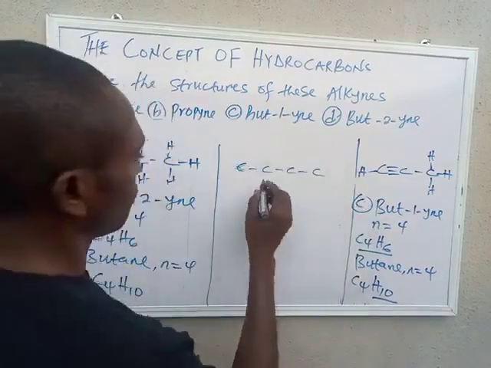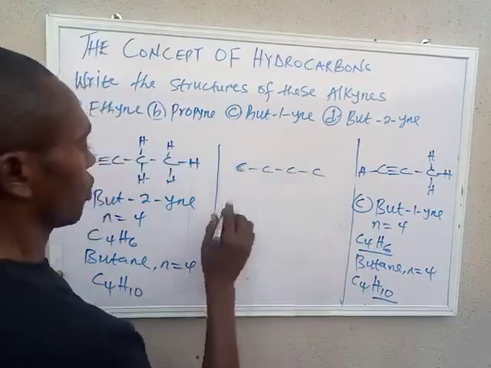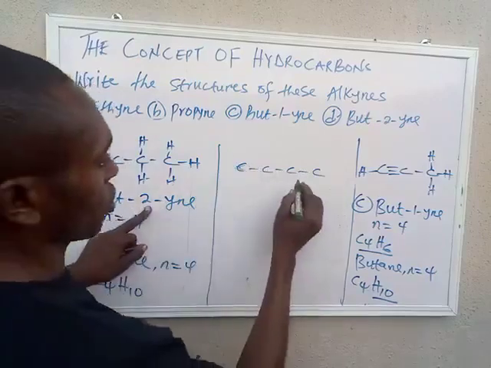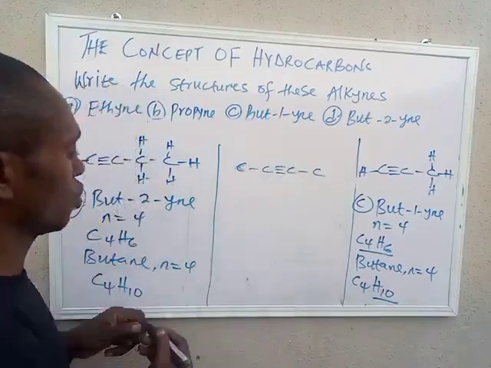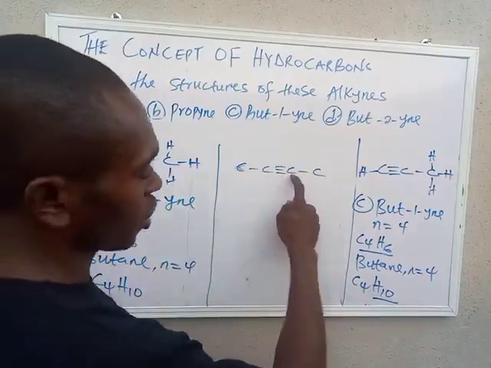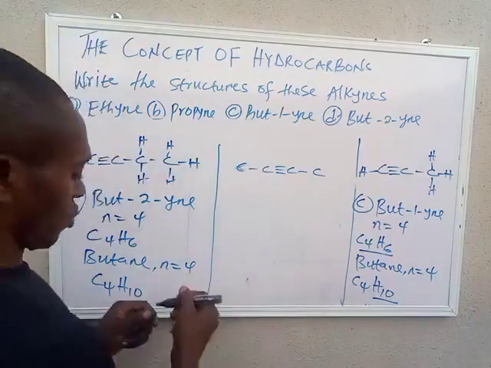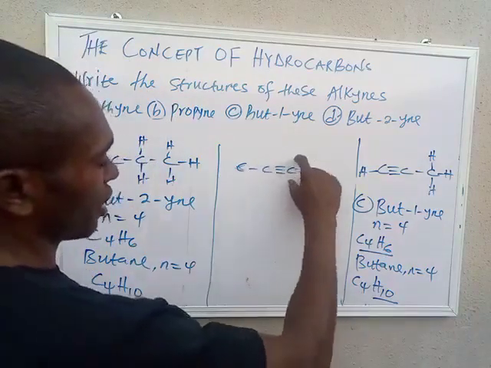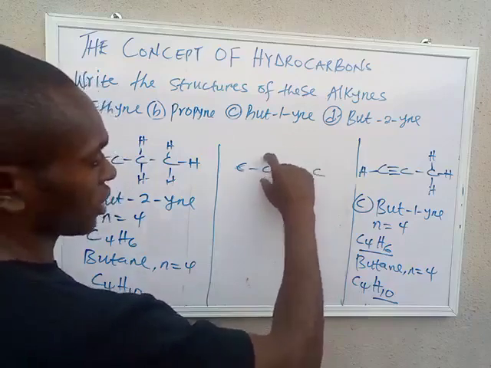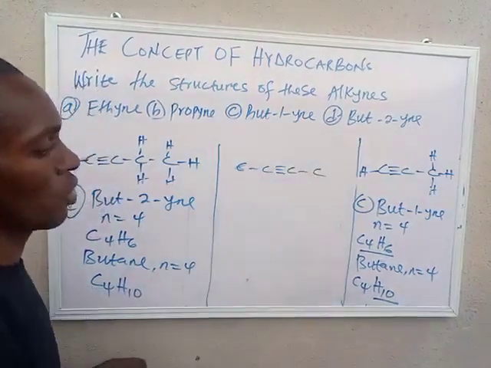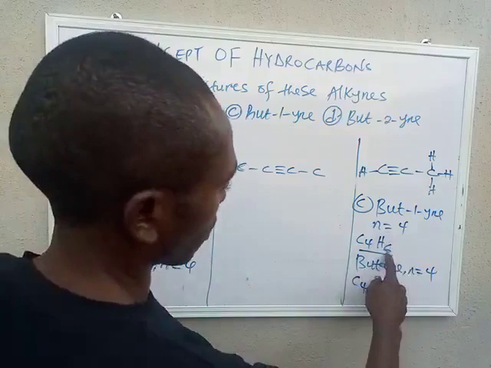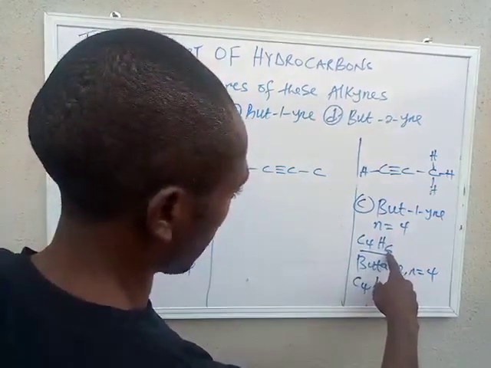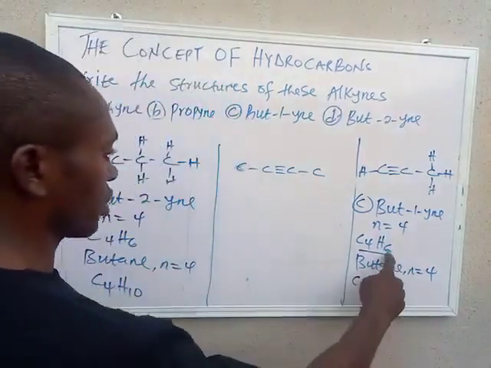That's 1, 2, 3, 4. So don't forget we are considering 2. So that means this is where our bond is going to be, between the second and the third carbon. And so these are the 2 carbons that will share. They will lose the hydrogens. So we need to have 6 hydrogens. So we're losing 4. 10 minus 6, 4.